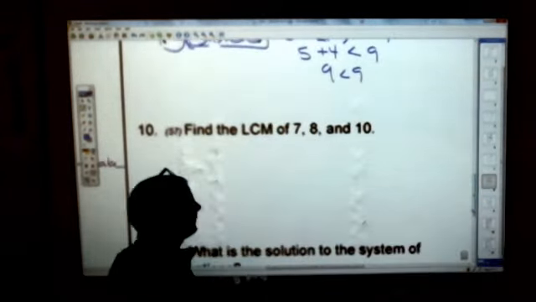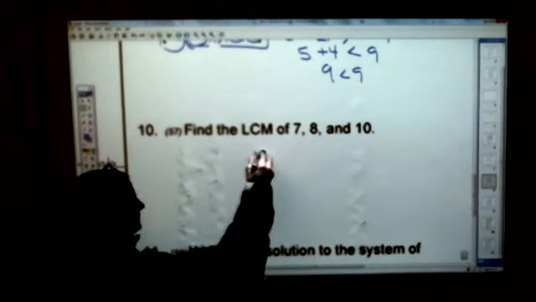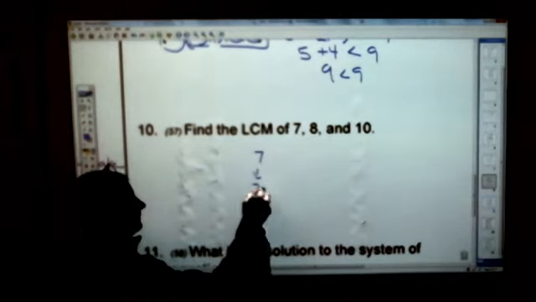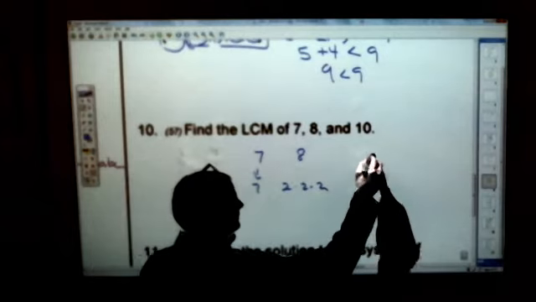Oh, this one. What happened here? Madison, what did you do wrong? I factored them all out, and then I don't know what I did. Well, let's do that. 7 factors into just 7, right? Yeah. And then 8 is 2 times 2 times 2, and 10 is 2 times 5.